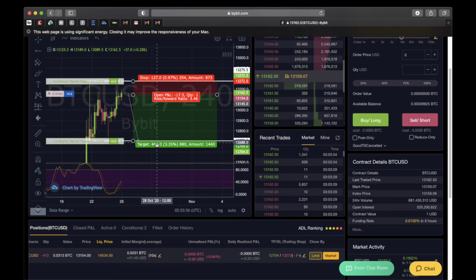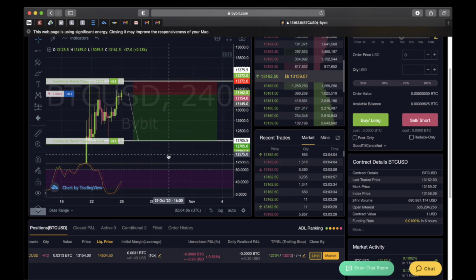If I lose twice, I only lose $8, and if I win once, I win $15, which means I'm still ending up with about $7 at the end of the day. So that's the point of risk management. You don't have to win all the time. Traders don't win all the time. Do you understand? It's the risk management that is the most important thing.